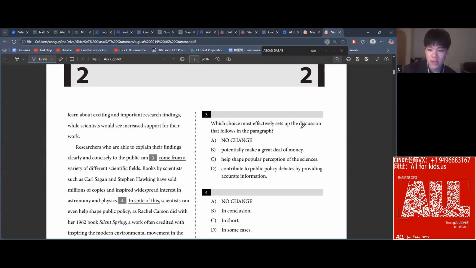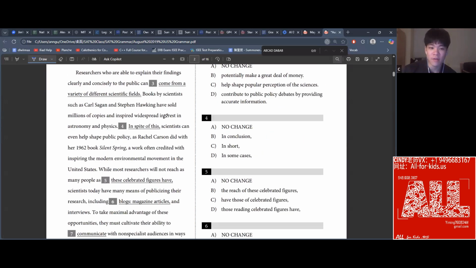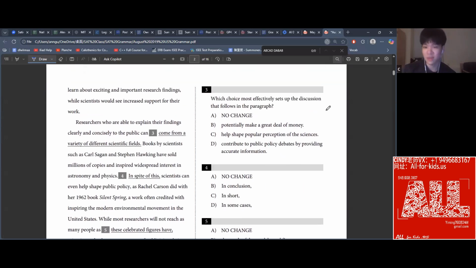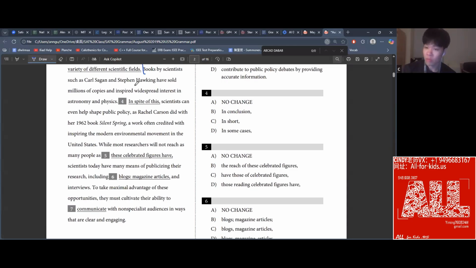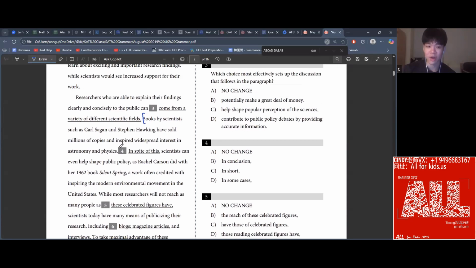Okay, which of the following sets up the discussion in the following paragraph? When it comes to this, we want to look at the following paragraph, or what they're saying later on. Usually you could just read the next sentence. The next sentence says: "Books by scientists such as Carl Sagan and Stephen Hawking have sold millions of copies and spread interest in astronomy and physics." So basically, books written by scientists have made more people interested in science.